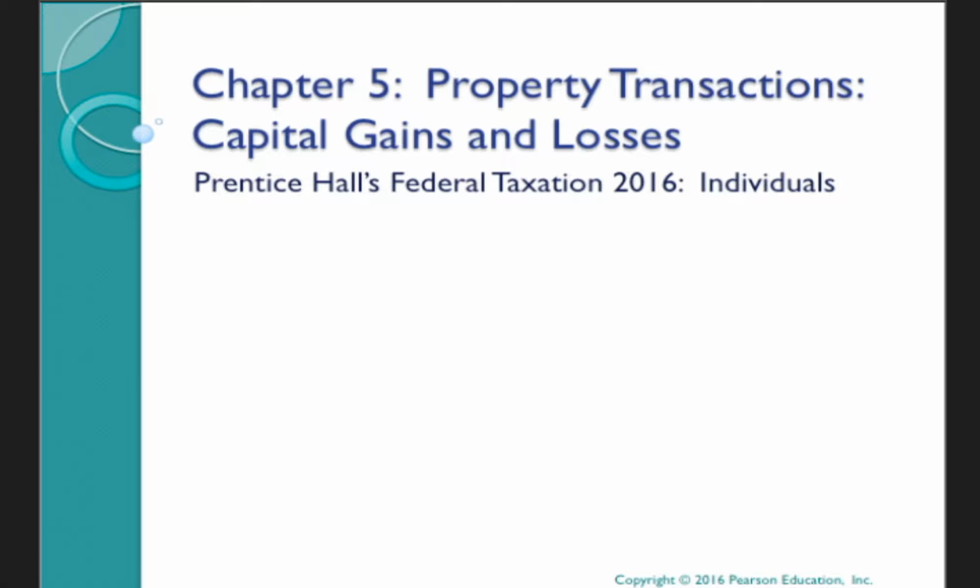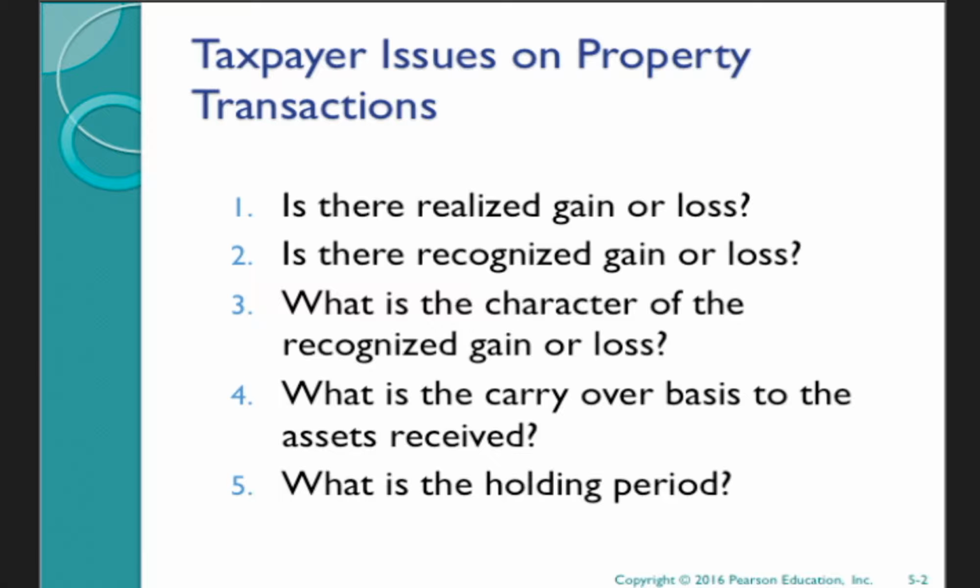Chapter 5, Property Transactions, Capital Gains and Losses. These are some of the taxpayer issues that need to be looked at, or that will play into how you're going to report property transactions for tax purposes. Is there a realized gain or loss? Is there a recognized gain or loss? What is the character of the recognized gain or loss?